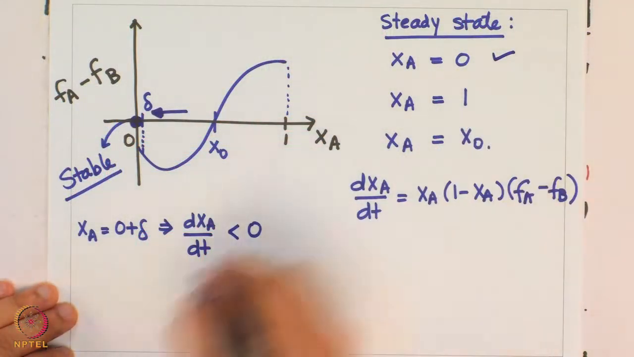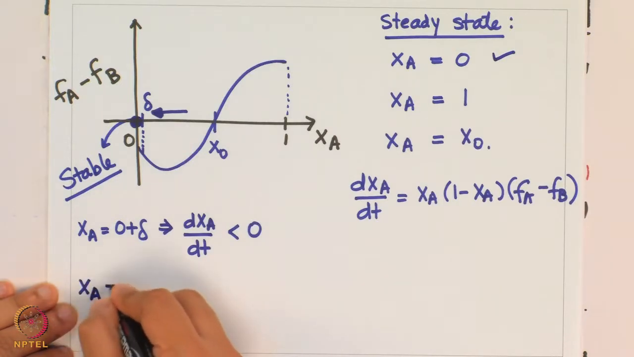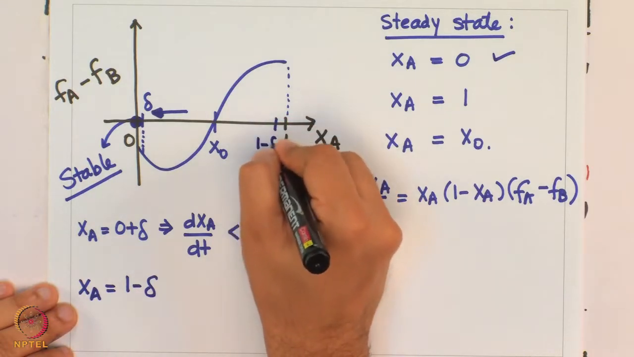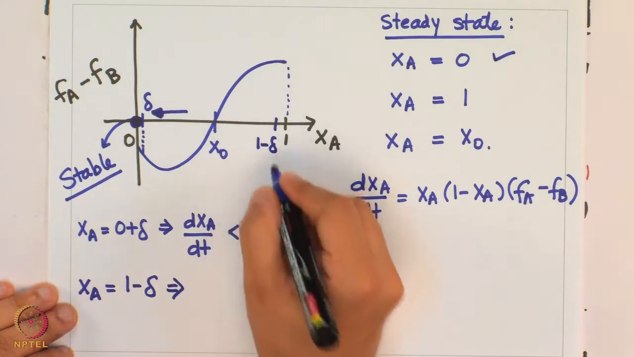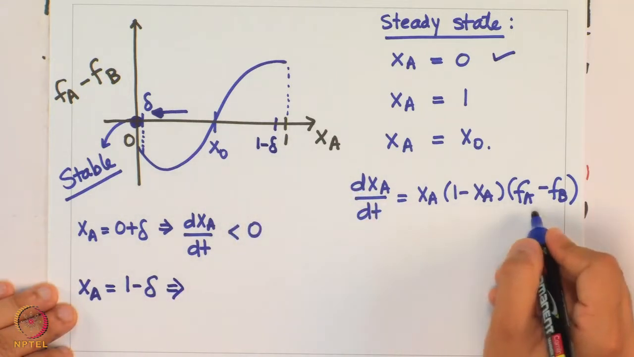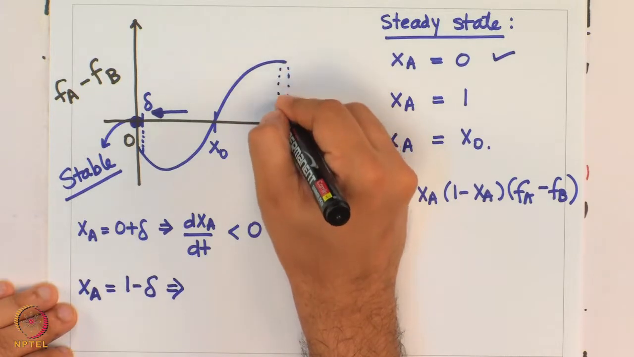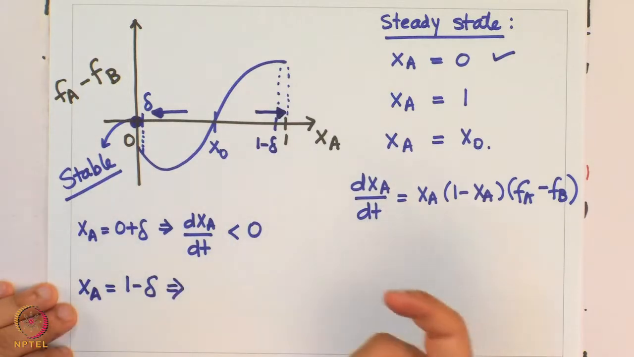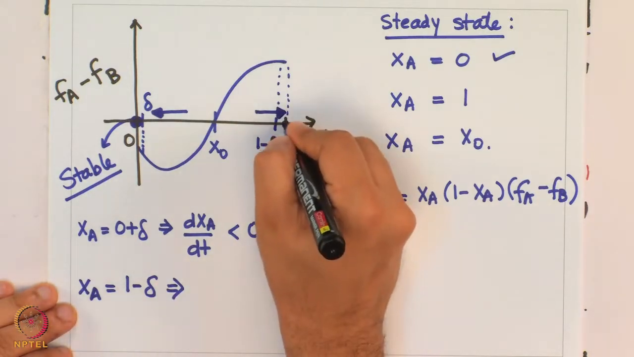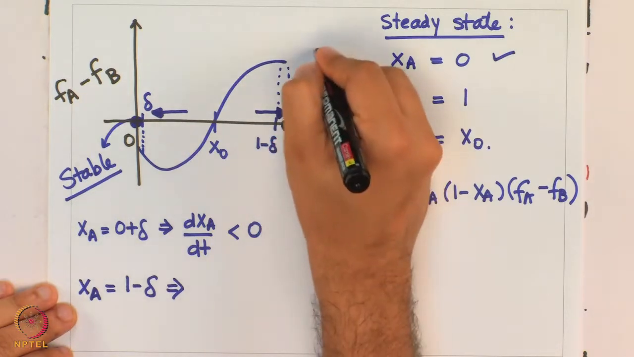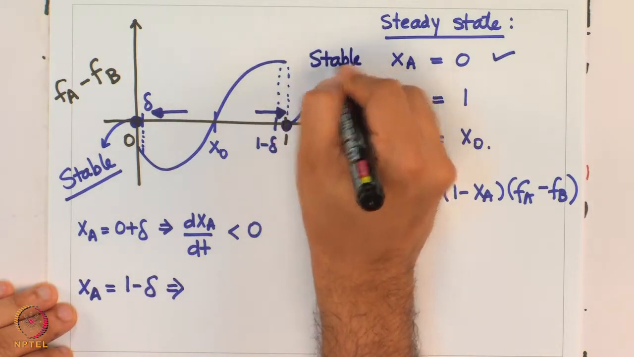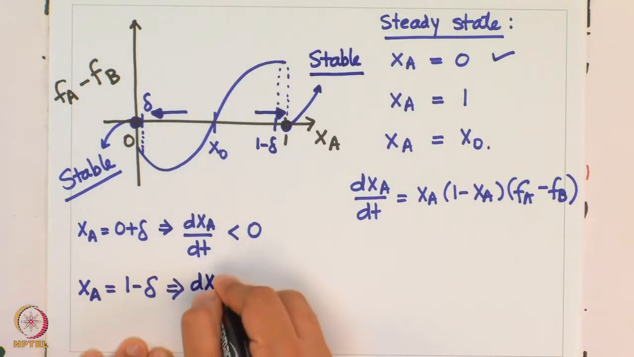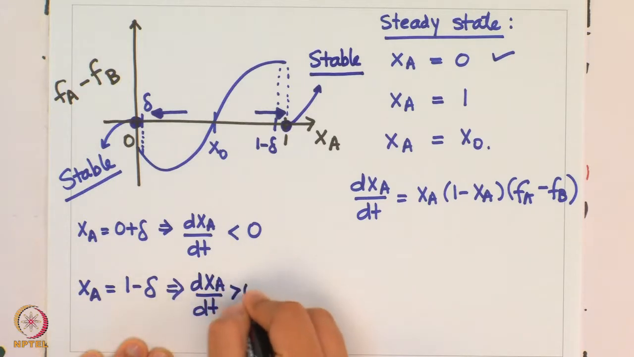Let us talk about x a equal to 1. So, again we disturb the system and bring it to a state 1 minus delta, which is somewhere over here. And at this particular point, x a is greater than 0, 1 minus x a is greater than 0, and f a minus f b is greater than 0, which means the system moves in this direction, again towards the point that we disturbed the system from, towards x a equal to 1. Hence this point is also stable. And dx a by dt is greater than 0.